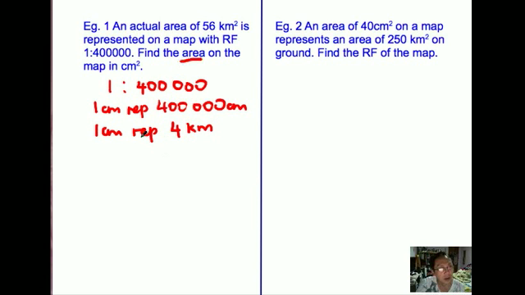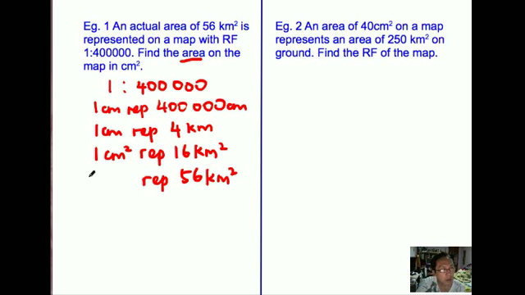And to find the area, we need the area scale. We square the linear scale to give us 1 cm square representing 16 km square. Therefore, to find 56 km square, we simply take 56 divided by 16, which is 3.5 cm square.